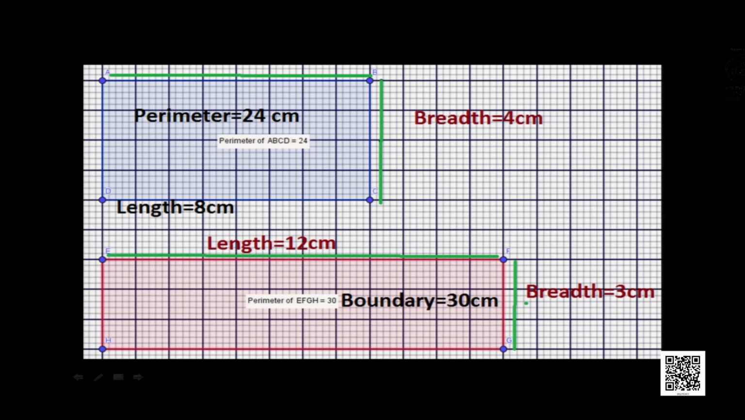See, here I have taken two rectangles and I have used a square grid. The first blue rectangle has breadth 4 cm and length 8 cm. So add them, 8 plus 8, 16 and 4 plus 4, 8. So together 24 cm. And the pink rectangle has length 12 cm and breadth 3 cm. So 12 plus 3 is 15, into 2, 30 cm is its boundary.